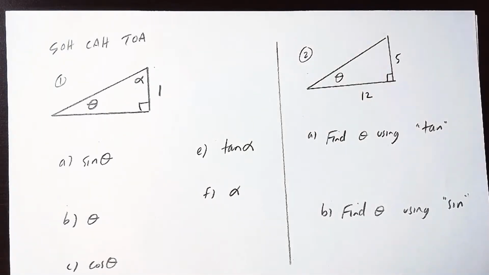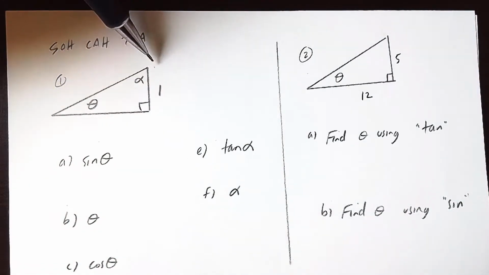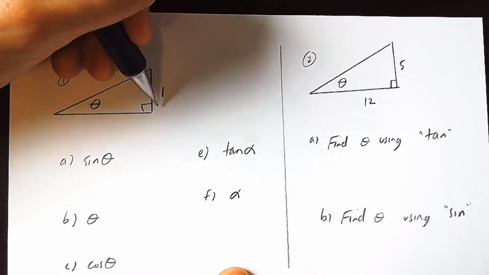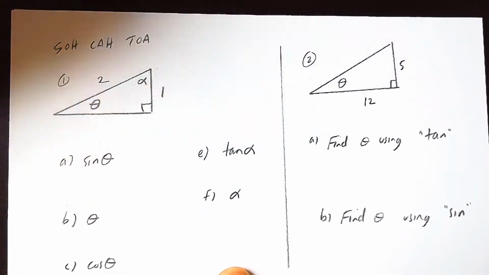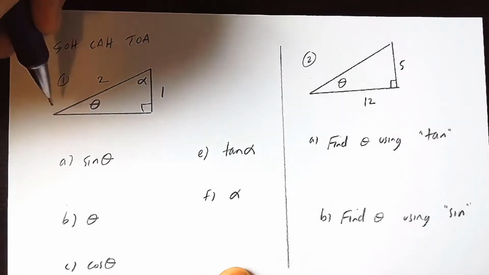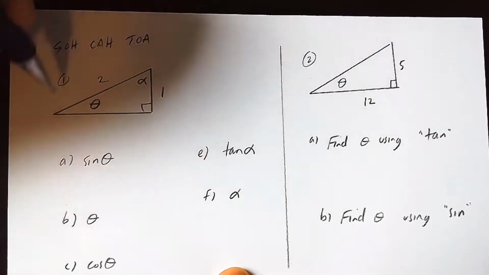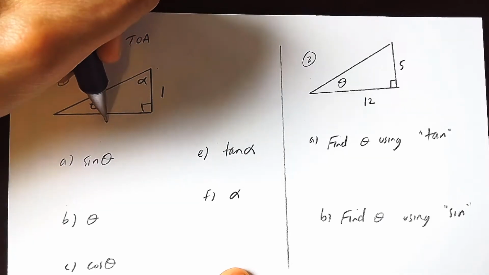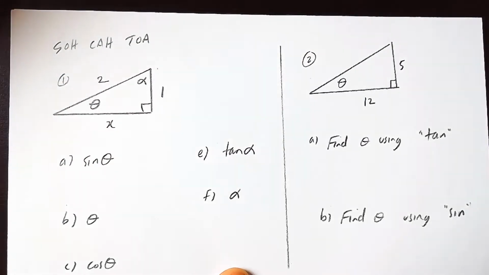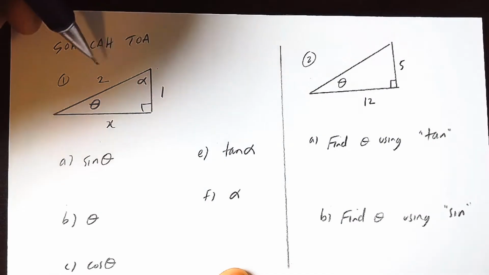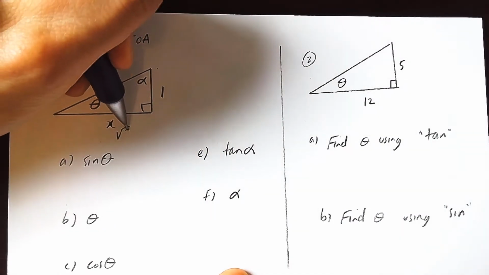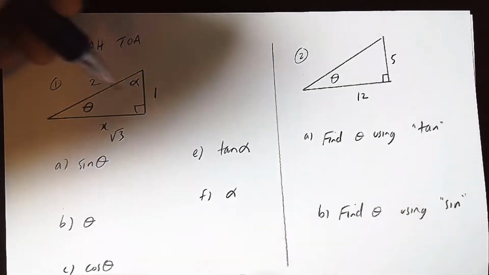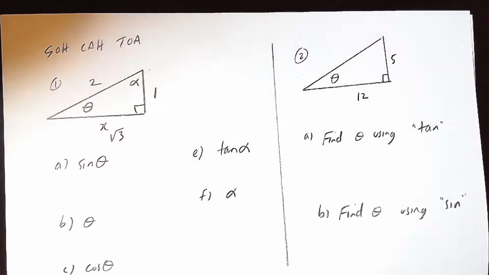Let's continue learning about some SOH CAH TOA basics. We have a right triangle here, so we can use SOH CAH TOA. We have the side length 1, and the hypotenuse is 2. Let's try to solve this triangle. This is the third unknown side, we'll call it x. It's good to memorize that it's 1, 2, and this is root 3. This is a very special triangle which we'll learn and use later on.